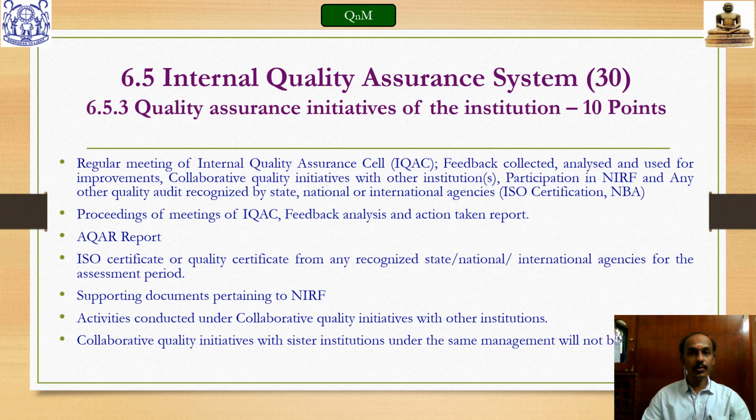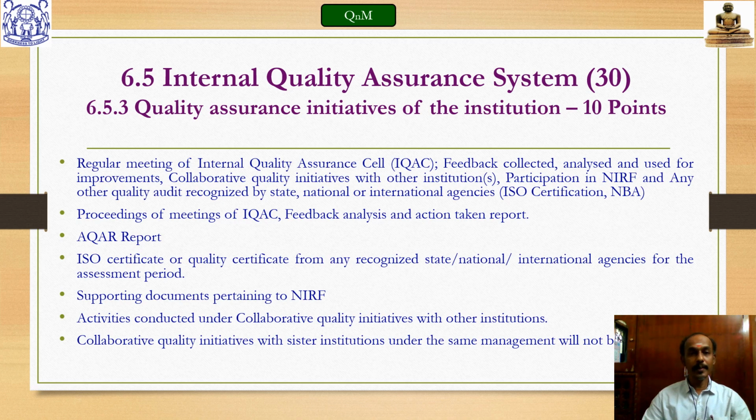So the final 10 points go to quality assurance initiatives of the institution. Here are some of the points. The first point, which you have in the metric itself, is whether you have proper regular meetings with IQAC, whether you have collected the feedback and analyzed it or not, and what kind of collaborative quality initiatives you have with other institutions, like faculty exchange program, student exchange program, whether you have participated in NIRF, and whether your institution is certified with ISO. I hope NBA is not there, but ISO you can go for as well.